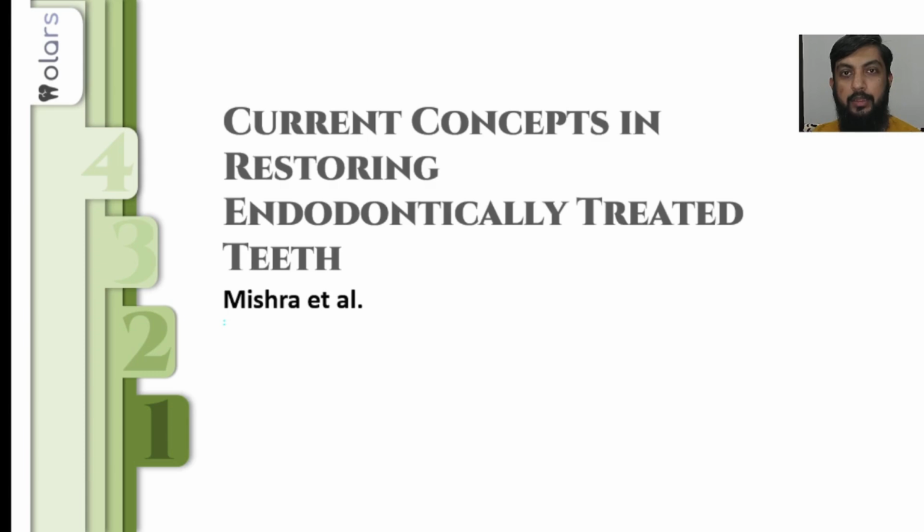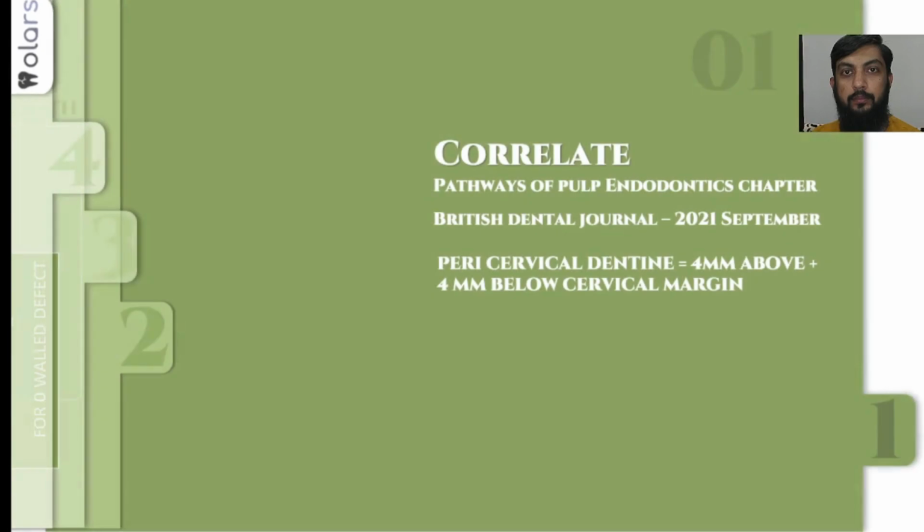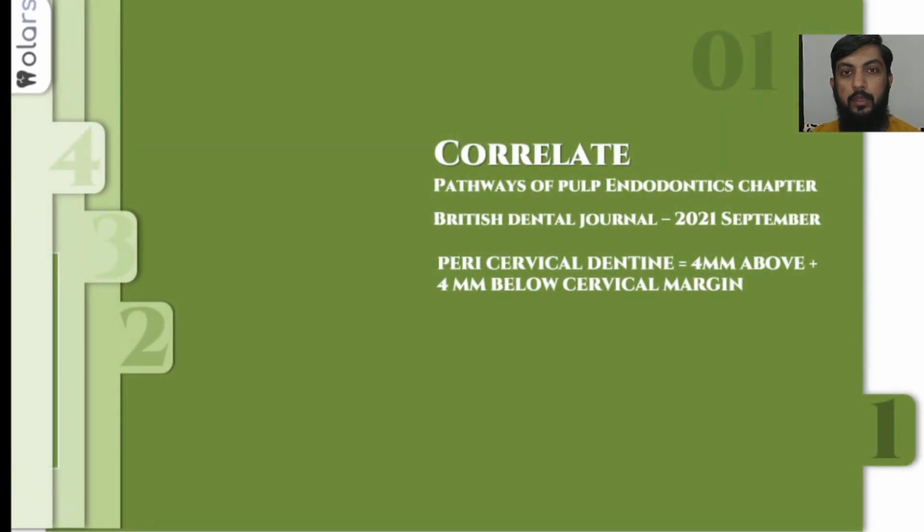Rather, they are saying that pericervical dentin, that is the cervical dentin around the cervical margin, 4 mm above and 4 mm below, is the most important structure or tissue of the tooth that needs to be conserved. The correlations, as I have mentioned here, are in the Pathways of the Pulp, restoration of endodontically treated teeth chapter.